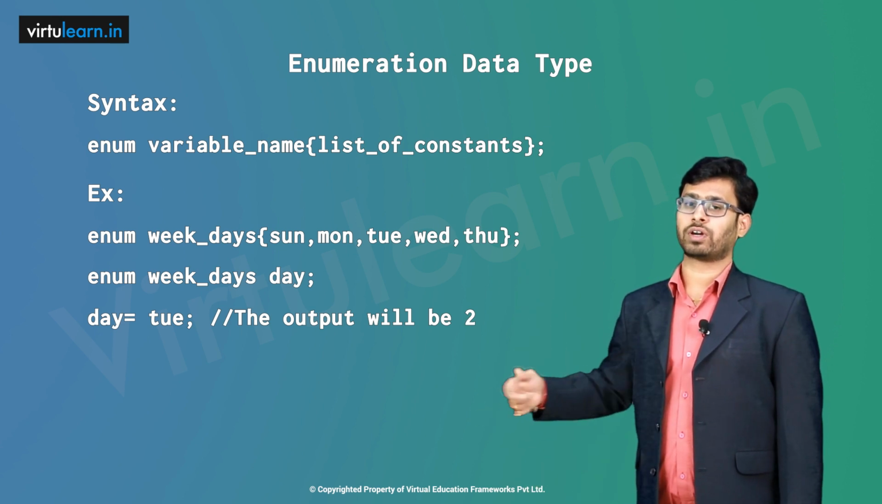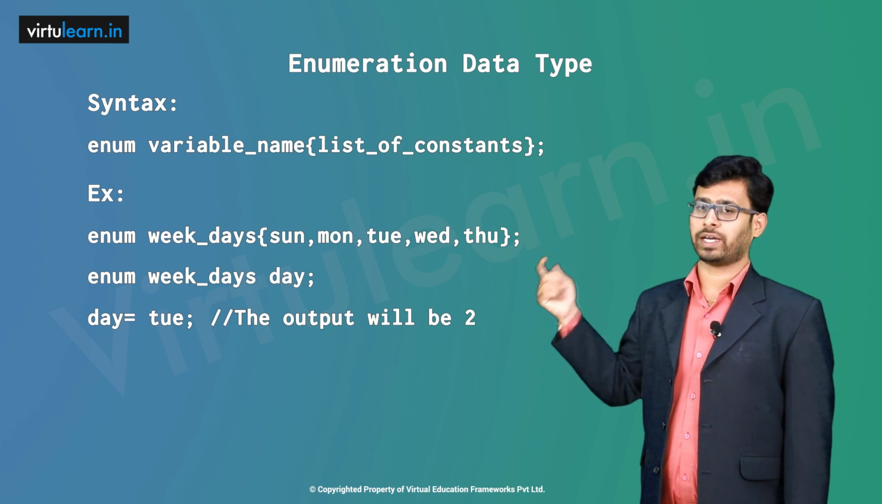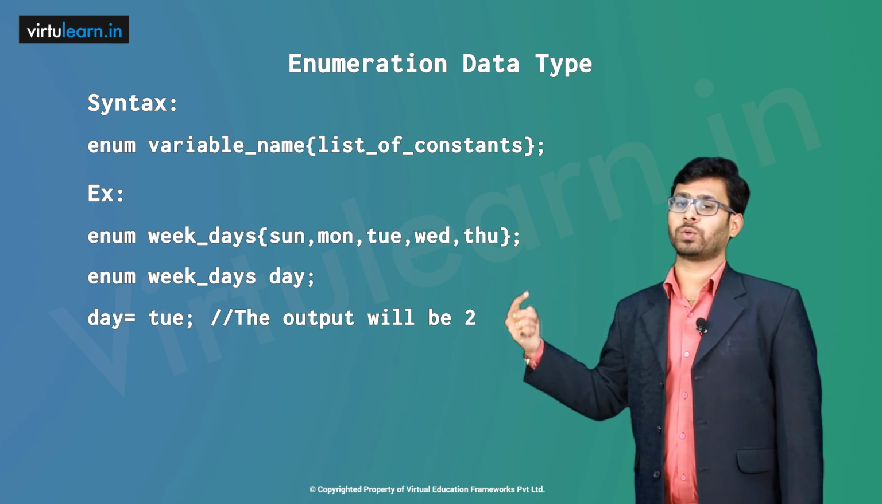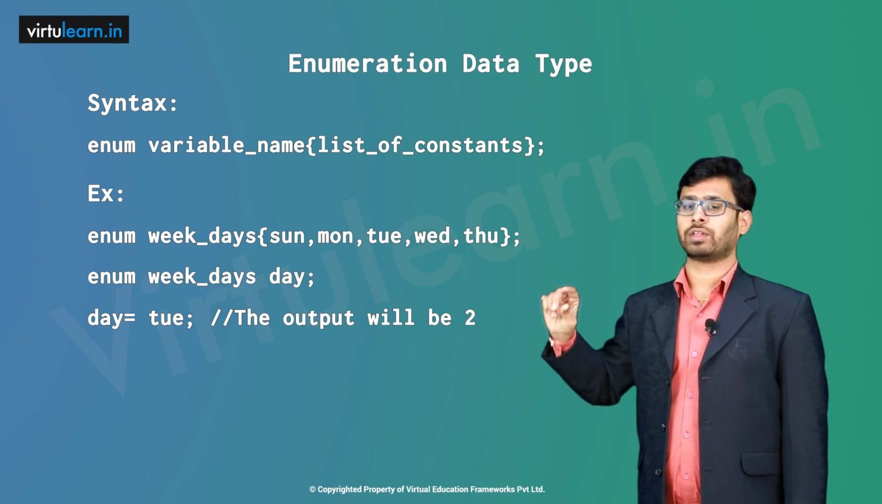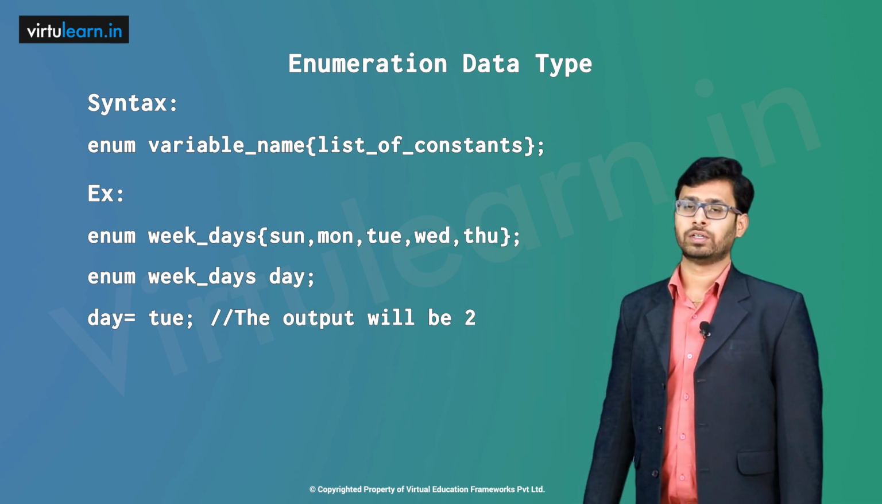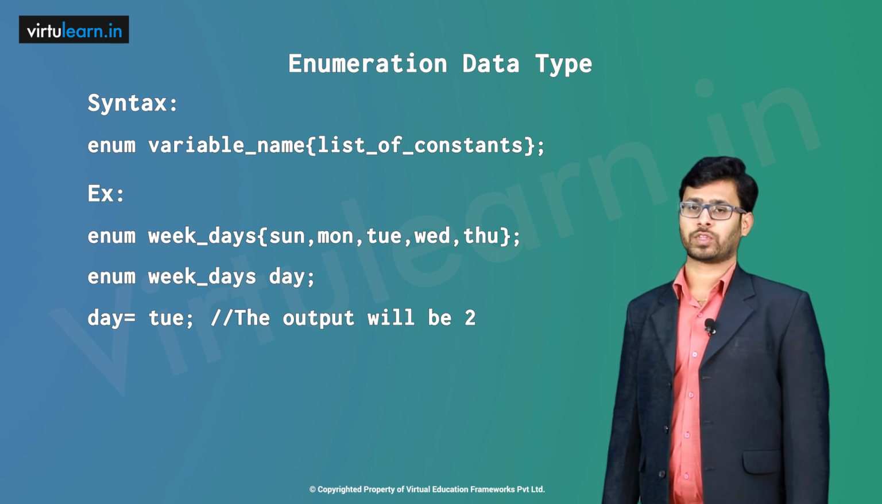Now, anywhere if you are reinitializing the value, imagine if I am initializing the Monday value to 10, now what will be the Tuesday value? The Tuesday value will become 11. That is, the value has been modified. So, this is how we are going to use the enumeration data type.